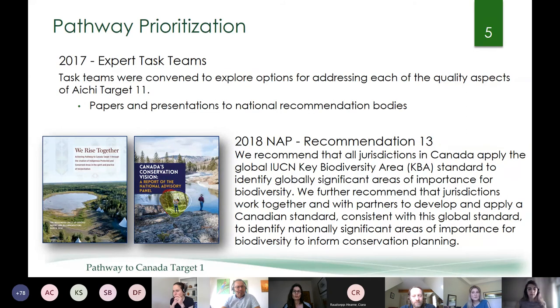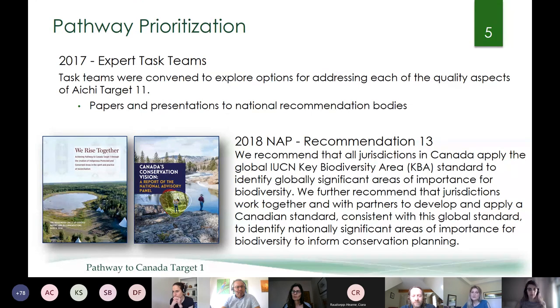And these teams produced options papers that were provided to the national bodies developing recommendations. So the Indigenous Circle of Experts and the National Advisory Panel. I actually chaired the team responsible for developing an option paper on areas important for biodiversity and ecosystem services. And as I'm not an expert on the topic, I luckily was able to draw together many people from across the country to collaborate on this and a lot of expertise.